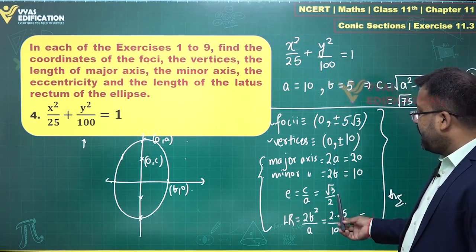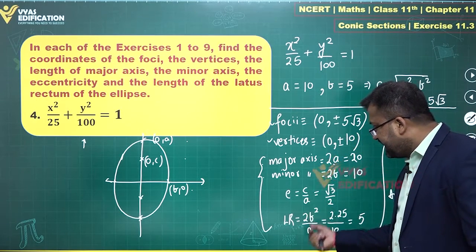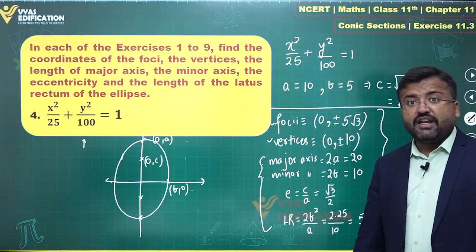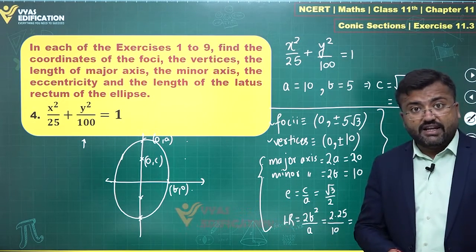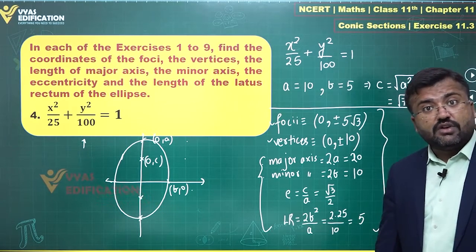So 2a, 2b and eccentricity and latus rectum. These are all dependent on the lengths, right? So all of these formulae remain the same in horizontal and vertical ellipse. Right. So let's continue further and talk about the next one after this.